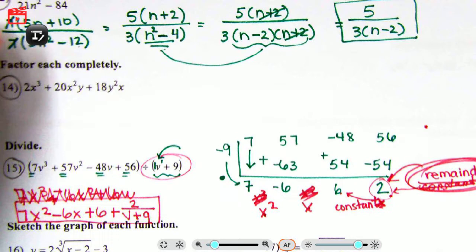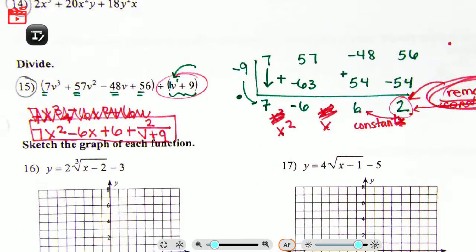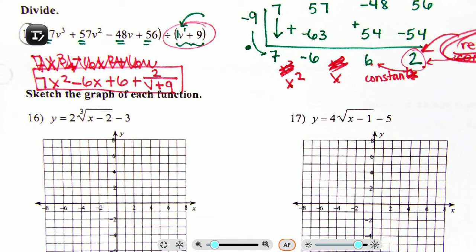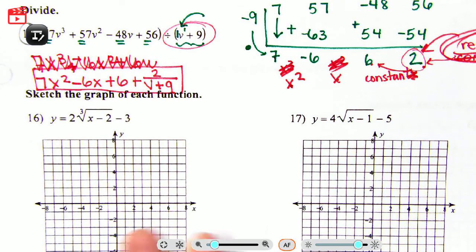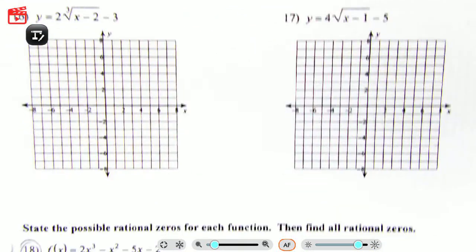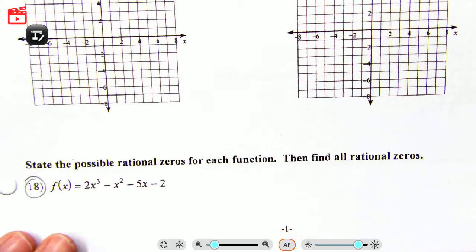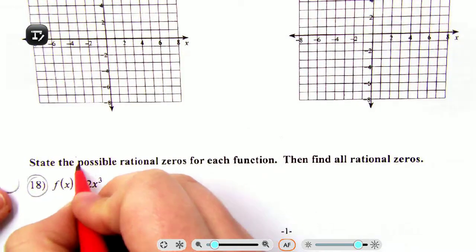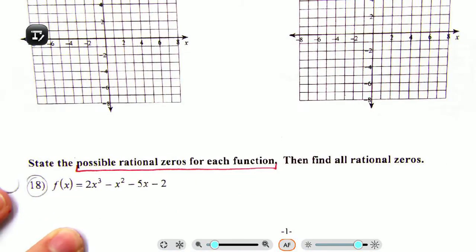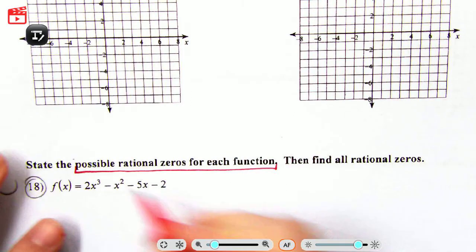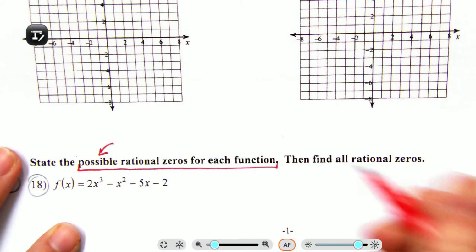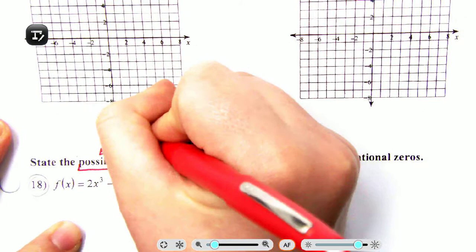Okay, number 16, 17, please go back and watch your Unit 5 test. There are examples of how to graph these. For number 18, it's asking us for all the possible rational roots of a function. So make sure that anytime you see this keyword possible, you're using the rational roots theorem.